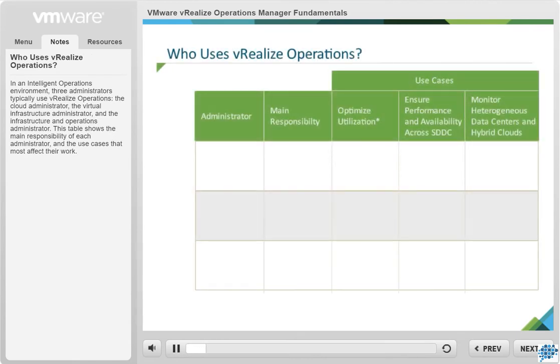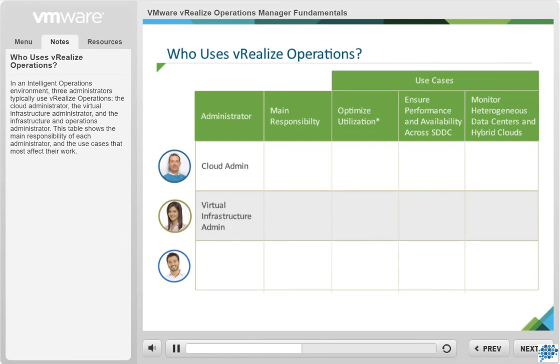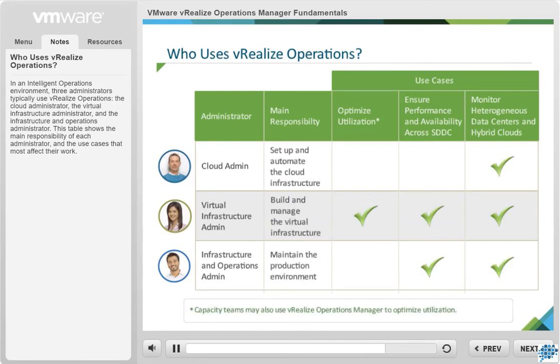In an intelligent operations environment, 3 administrators typically use vRealize Operations: the Cloud Administrator, the Virtual Infrastructure Administrator, and the Infrastructure and Operations Administrator. This table shows the main responsibility of each administrator and the use cases that most affect their work.